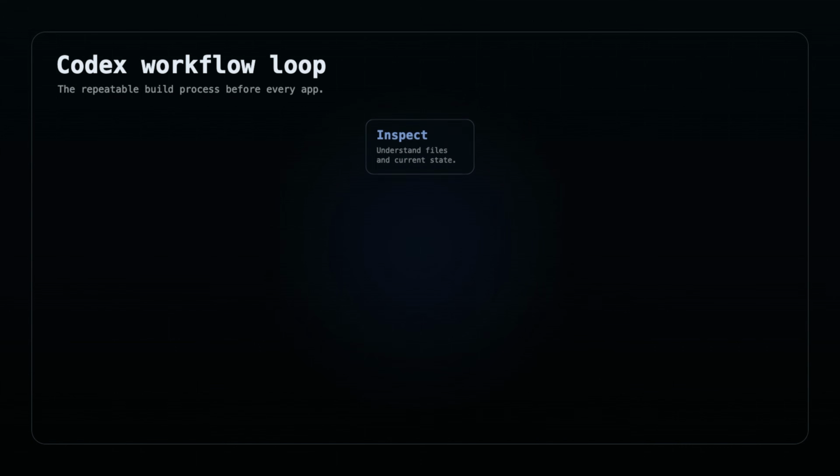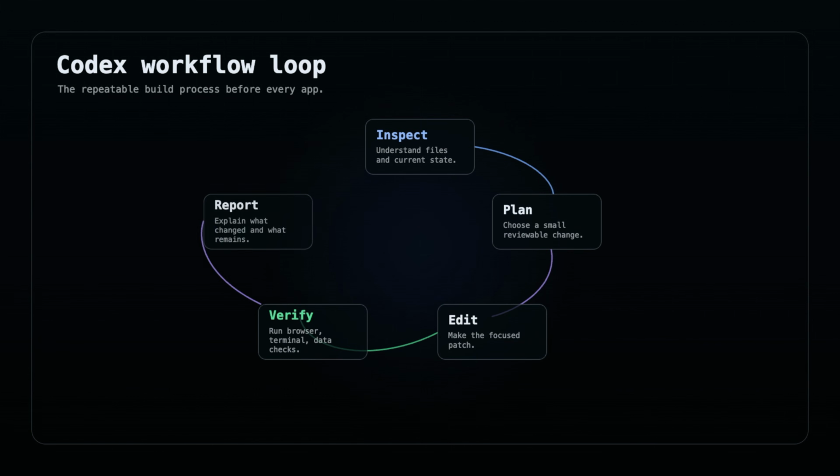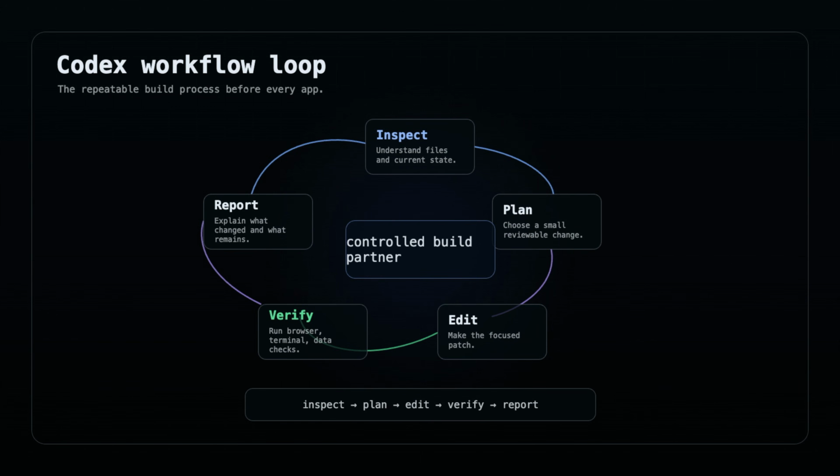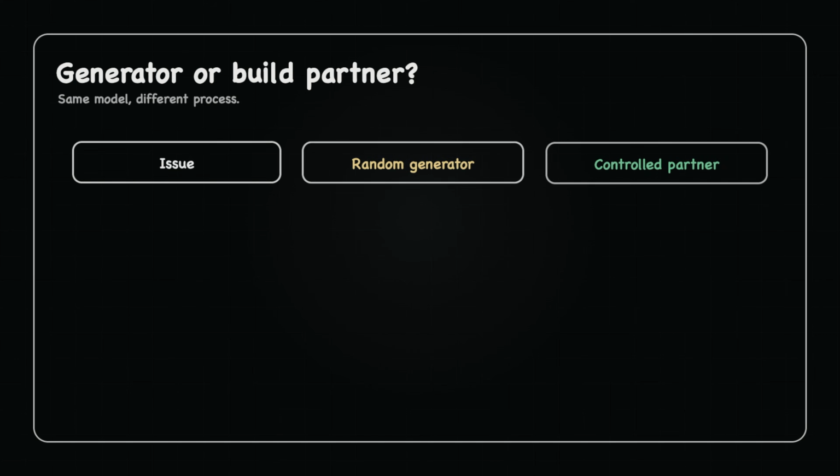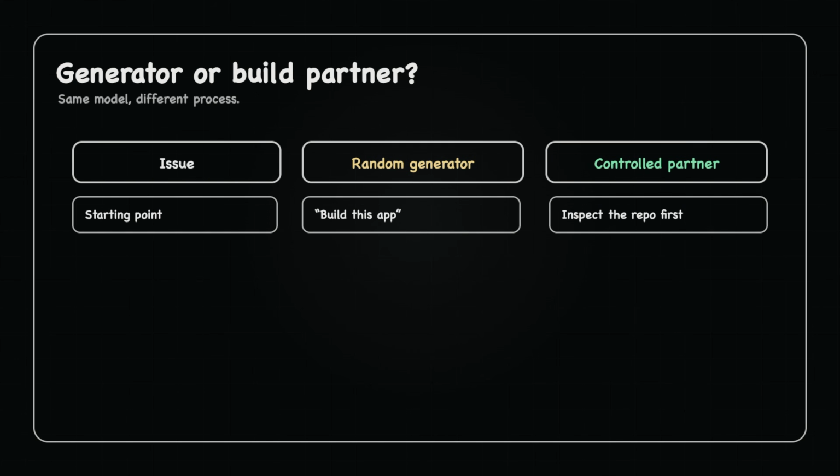Now that we have laid the foundation, and before we start building the real app, let's talk about the ideal Codex workflow. What is the best way to approach it? Before we begin building our app, you want to establish the workflow that you're going to use again and again. The loop is simple: inspect, plan, edit, verify, and report. That sounds basic, but it is the difference between using Codex as a random code generator and using Codex as a controlled build partner.